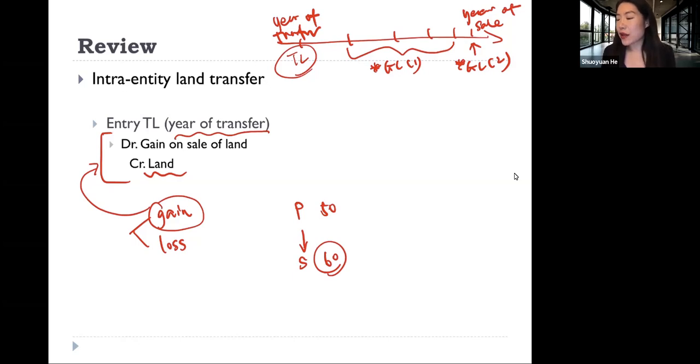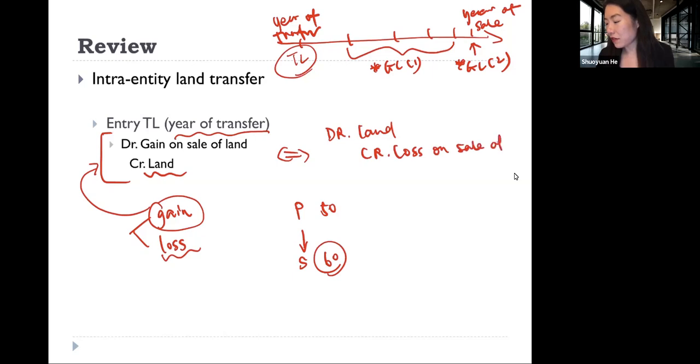There's a point we haven't mentioned in last class: if there's a loss on the sale of land, then we just do something like the reverse of this entry. We need to debit land and credit loss on sale of land. The logic is the same here.